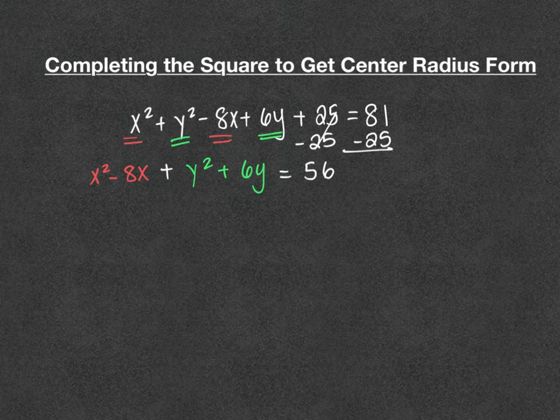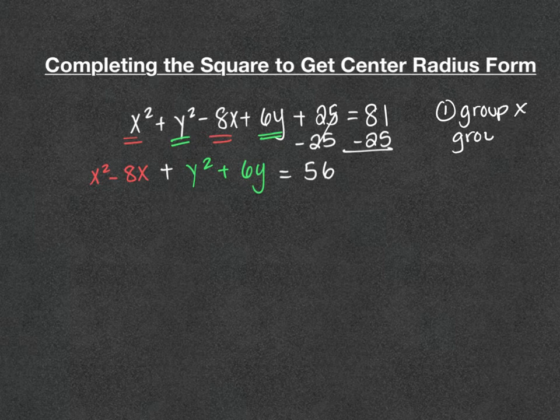So step number 1, if you want to write the steps, would be group the x's, group the y's, and set equal to the number. So get all of the numbers to one side. Then we're going to complete the square. So completing the square shouldn't be new to you.